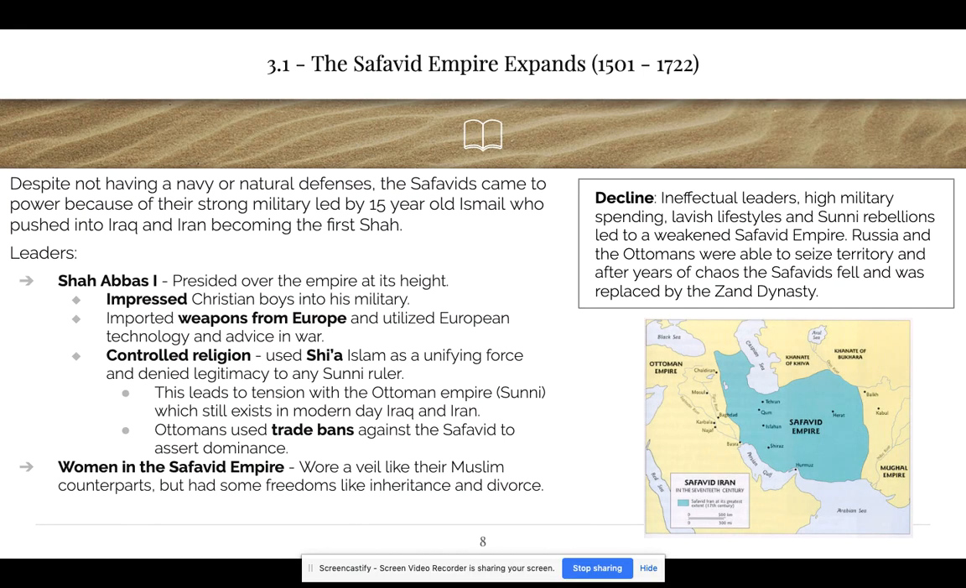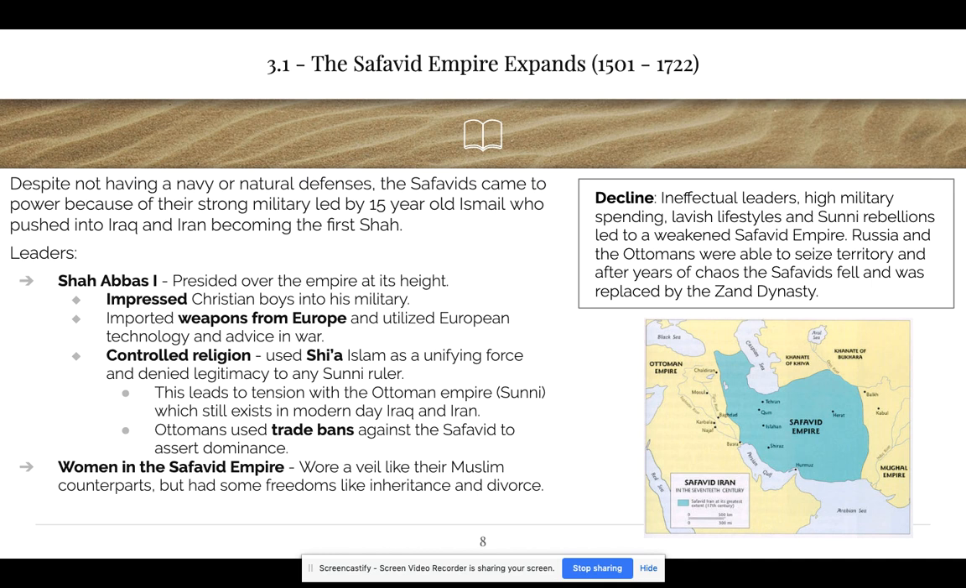Now let's talk Safavid. So the Safavid Empire had some very real drawbacks. They had no navy. Their geography wasn't great. They didn't have natural land barriers. You can see that they're right up next to some khanates. They're right up next to the Ottoman and Mughal Empire, but they had strong leaders and a very strong military.